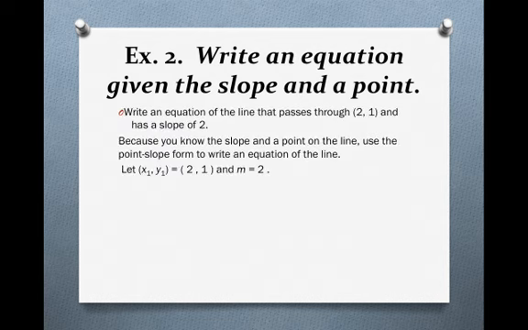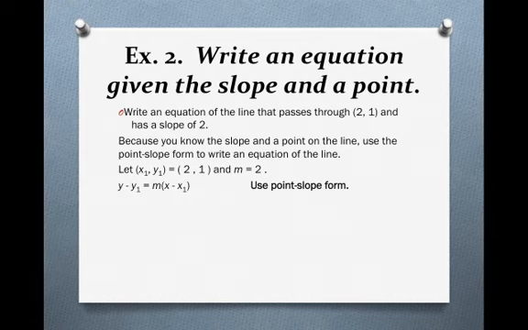Because you know the slope and a point on the line, use the point-slope form to write an equation of the line to get you started, and then we'll transform it to slope-intercept form. So we're going to let (x1, y1) be (2, 1). So x1 is 2, y1 is 1, and m equals 2. So we write down y - y1 = m(x - x1). You want to write that down every time you use it, today at least, when you're doing the rounds for this section, just so that you can memorize it. That's an easy way to memorize it.